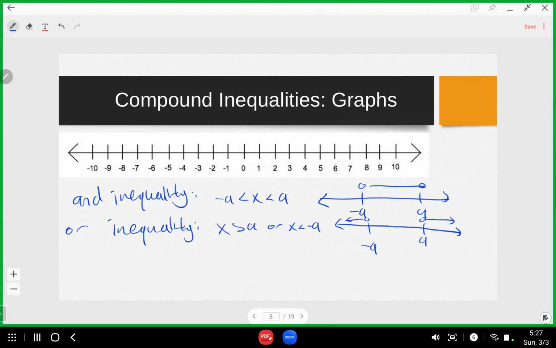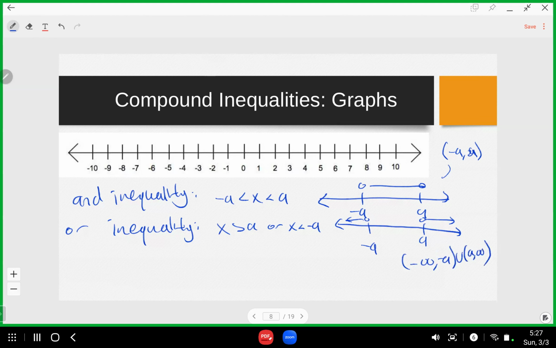Like this. They go in separate directions, okay? And you just saw the interval notation. This will be -a to a, but this one will be -infinity to -a union a to infinity.